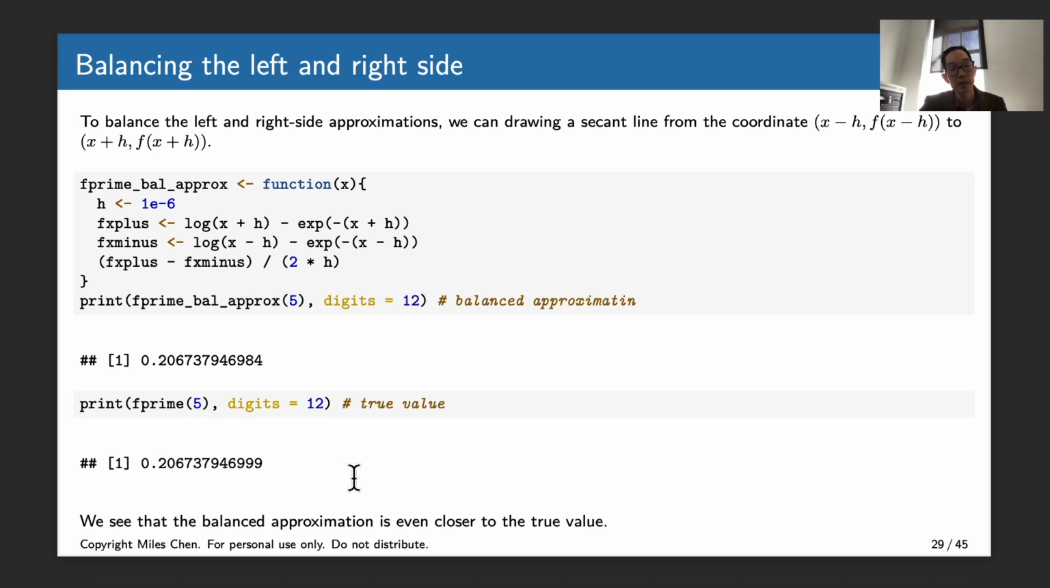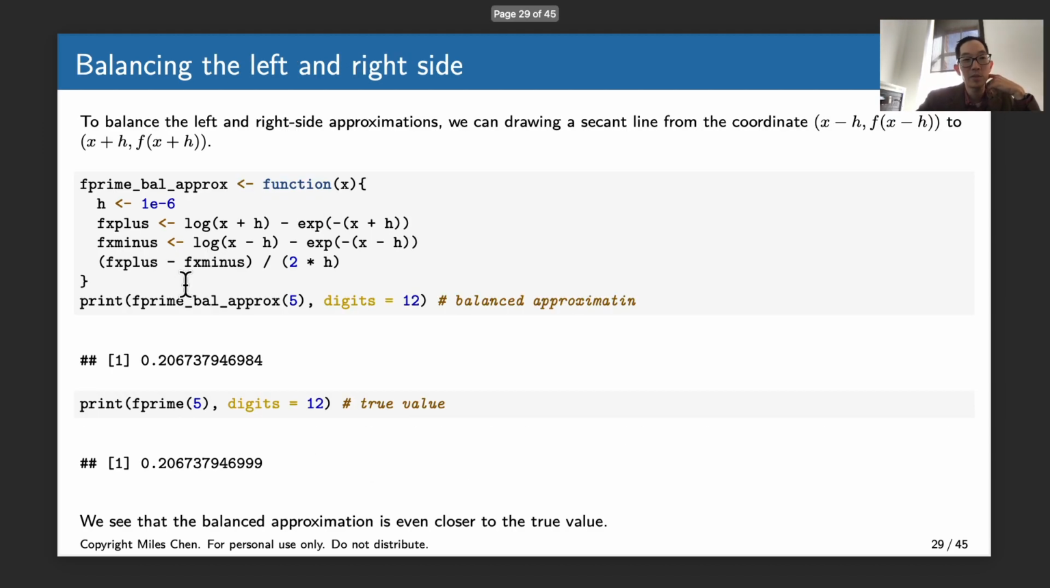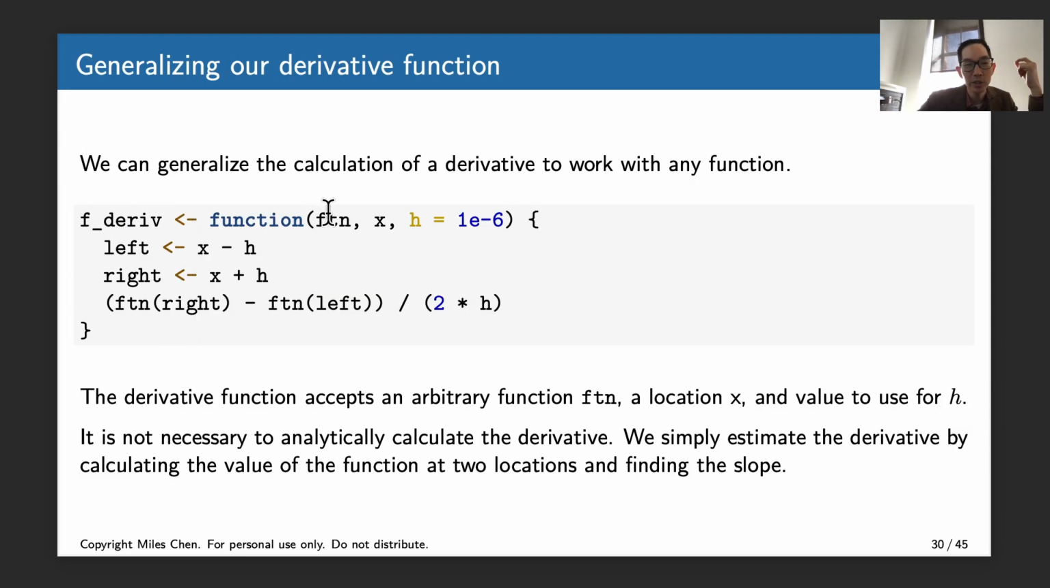And that's that. And I can generalize this to any kind of function here. It doesn't always have to be this log of x minus e to the negative x. It could be whatever we want. I just need to make up some arbitrary function here. And then we're going to calculate the derivative of the function at x. And here I just have this arbitrary h value. We can adjust this to be bigger or smaller as needed.